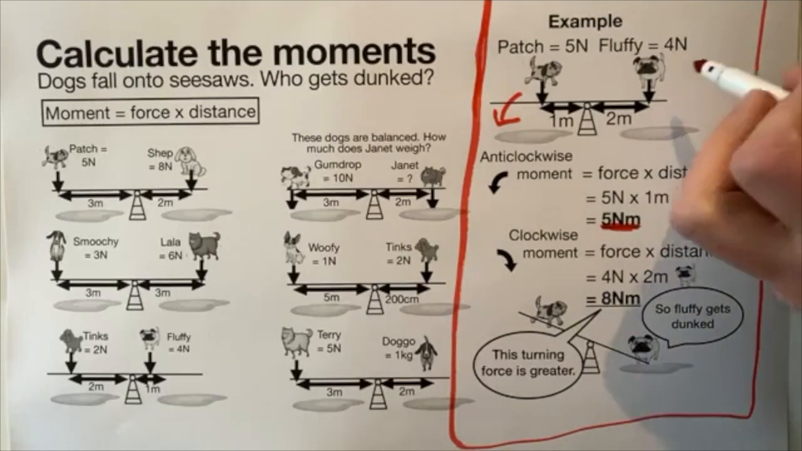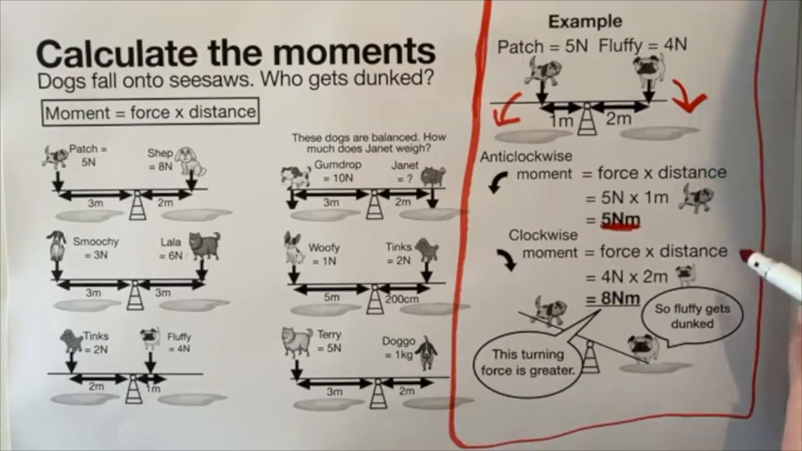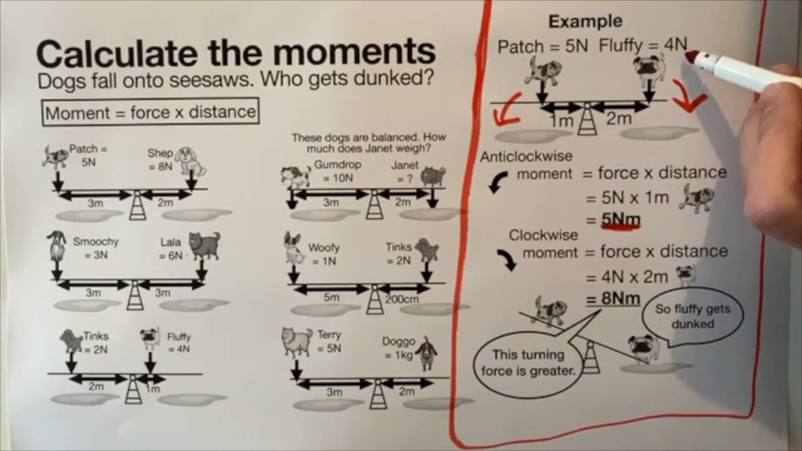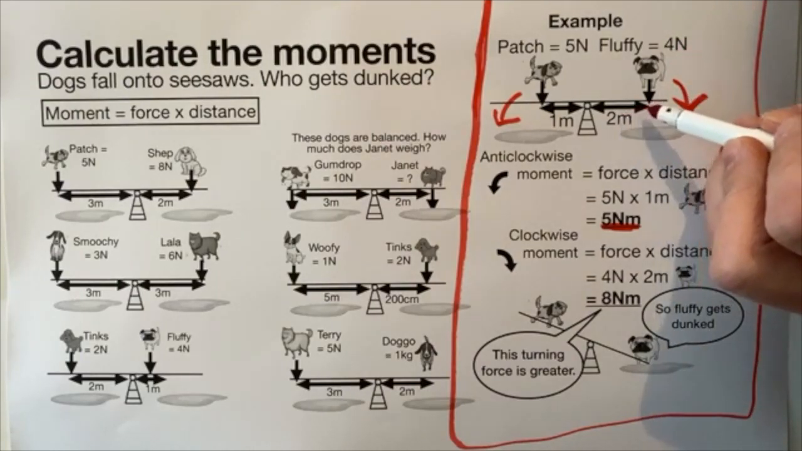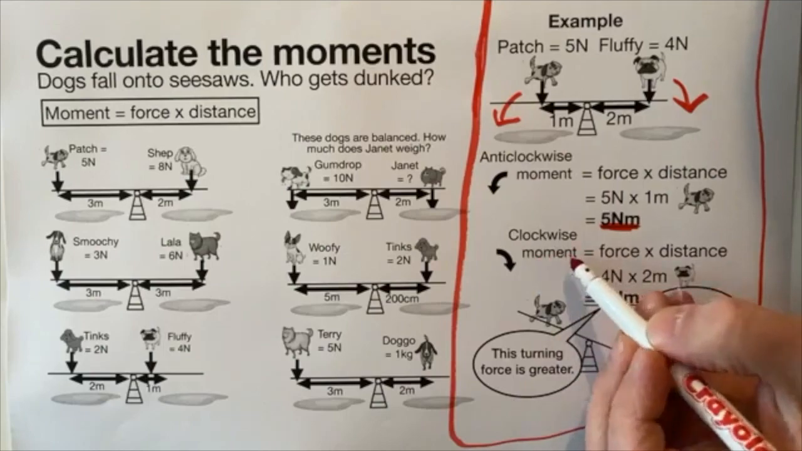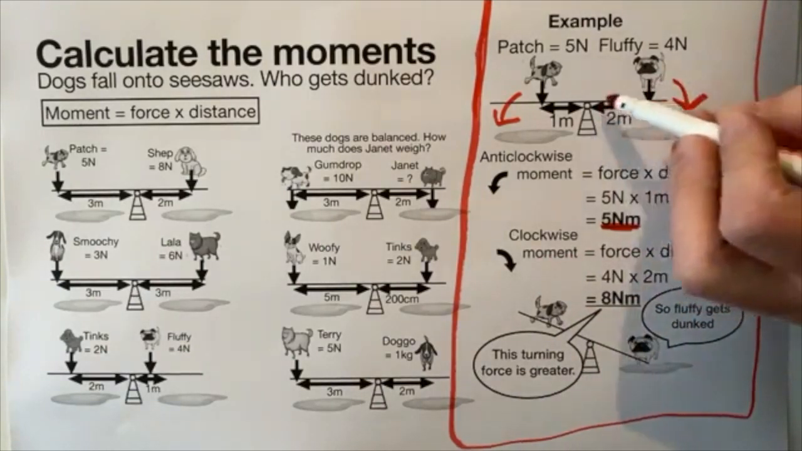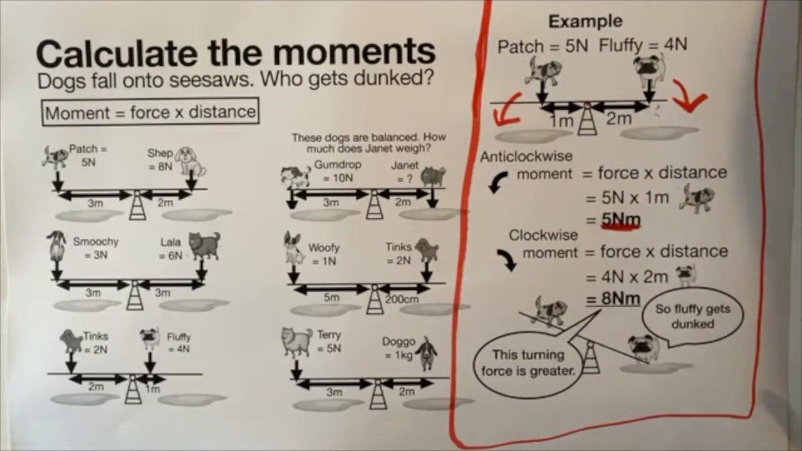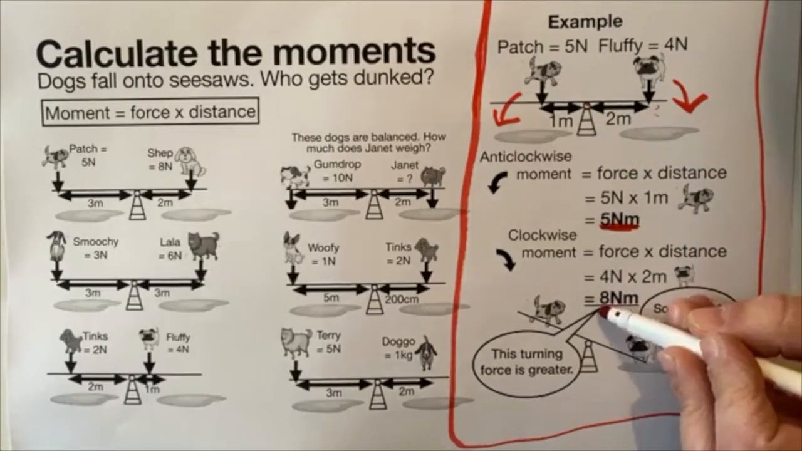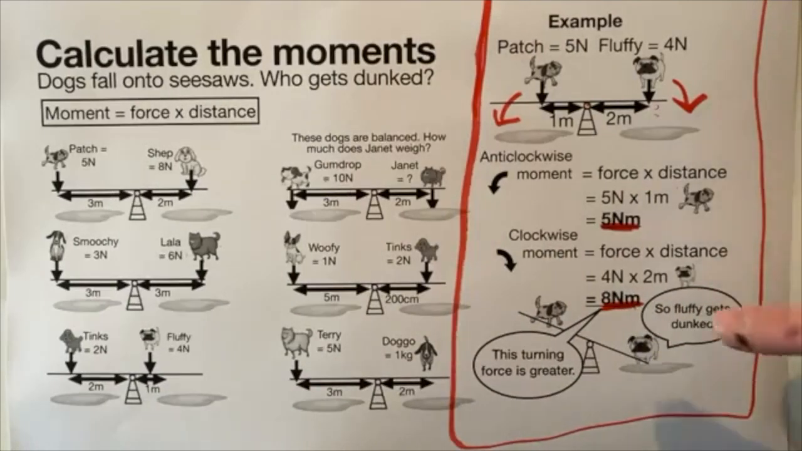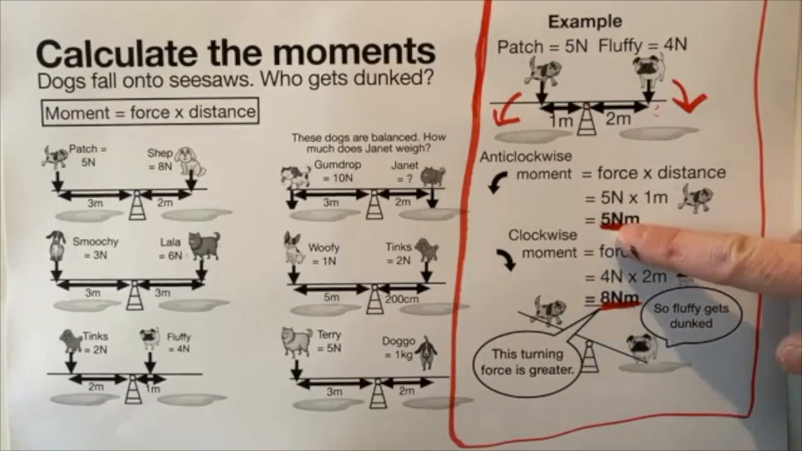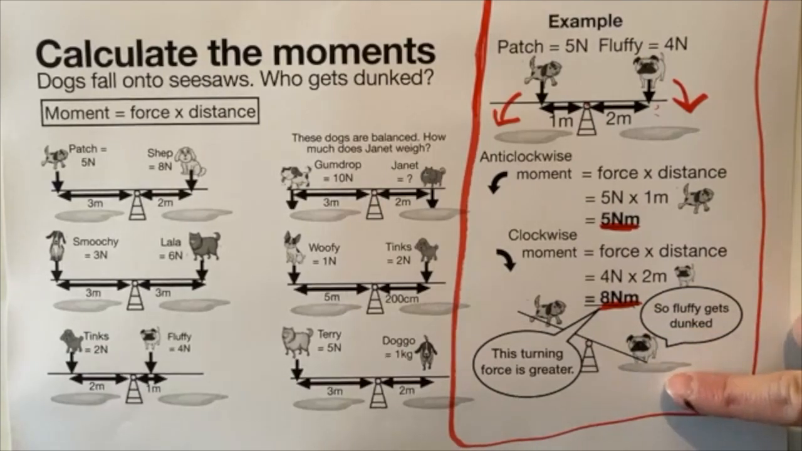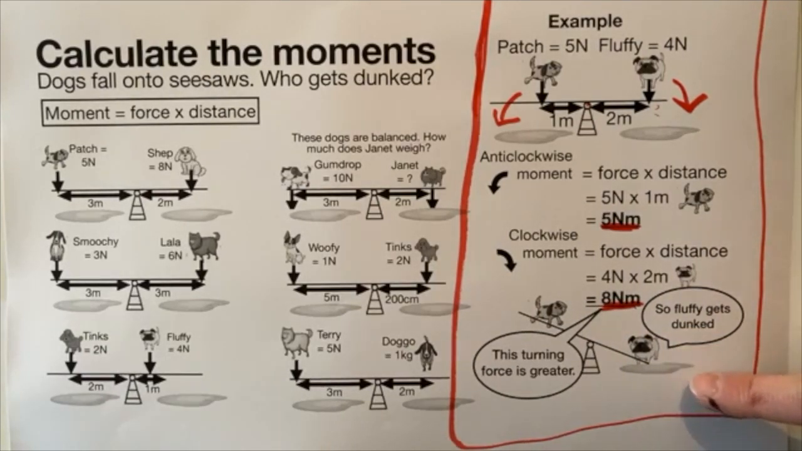And how much Fluffy's turning the seesaw is how much force he's pushing down with, so 4 newtons times 2 meters, because how much something turns is force times the distance from the pivot. And Fluffy is 2 meters away from the pivot of the seesaw, and 4 newtons times 2 meters is 8 Newton meters, which is more of a turn than Patch. So, as you can see, Fluffy is the one to get dunked in the slime in this scenario.